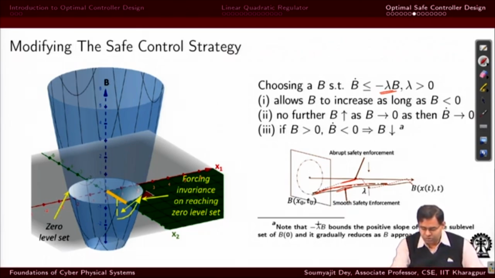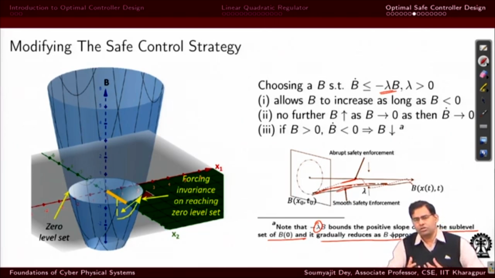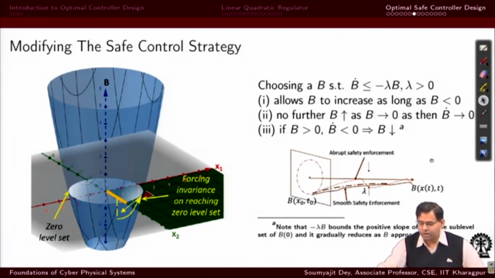Okay. So, using this, I am bounding the positive slope inside this sub-level set of B0, and it will gradually reduce the value of B as it approaches 0. There will be no sudden change. Since there is no sudden change, the control will be smooth, and the guidance of the system would also be smooth in that way. So, fine, let us proceed from here.